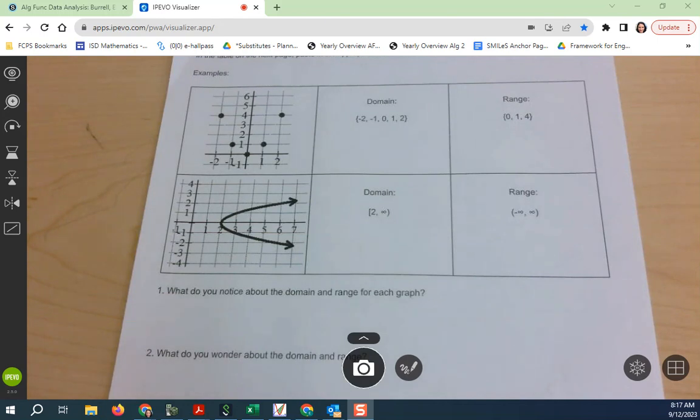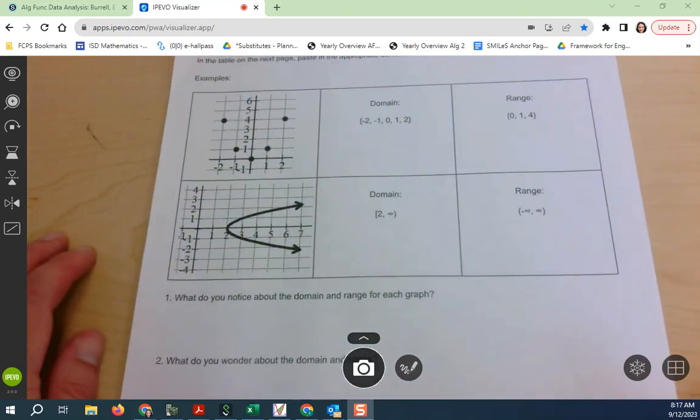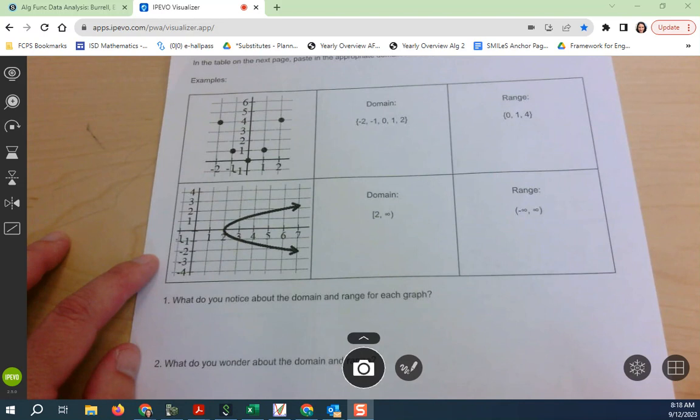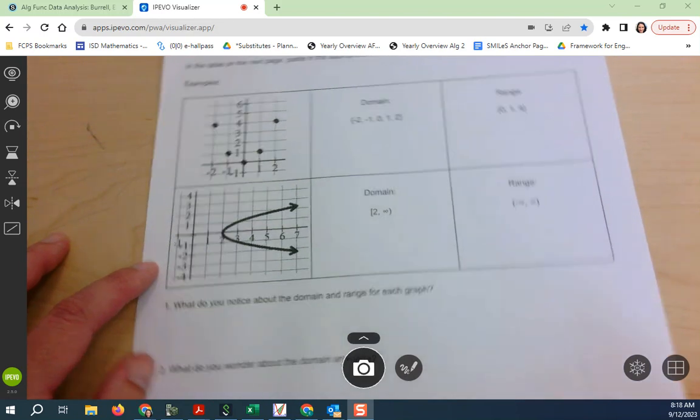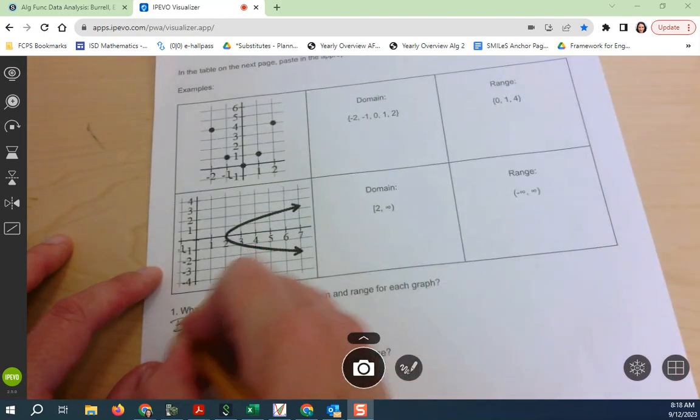All right, Dylan's group. Who can share something that they notice or wonder? Just tell me if it's notice or wonder. Just a little louder. You noticed what? They both have a curve. Good. So both graphs have a curve.